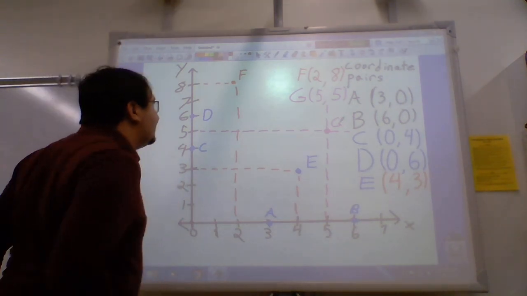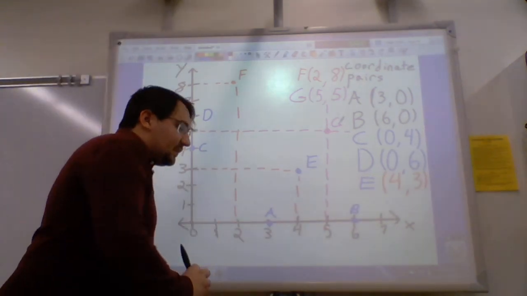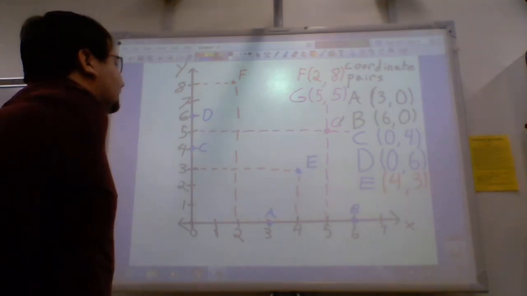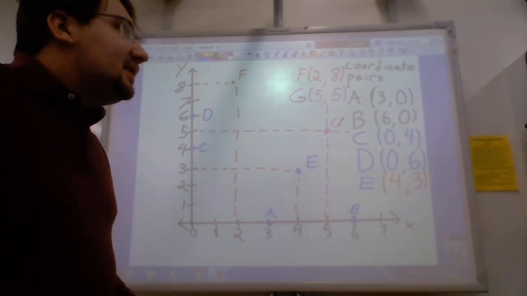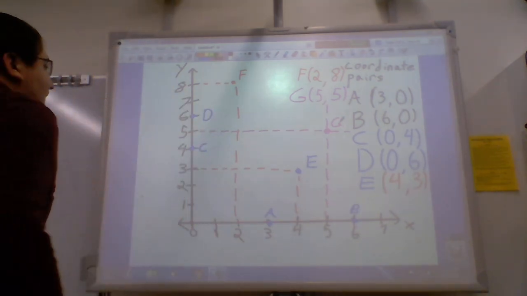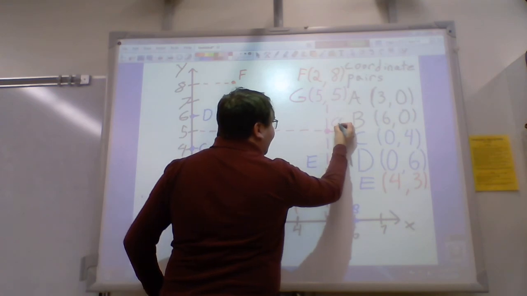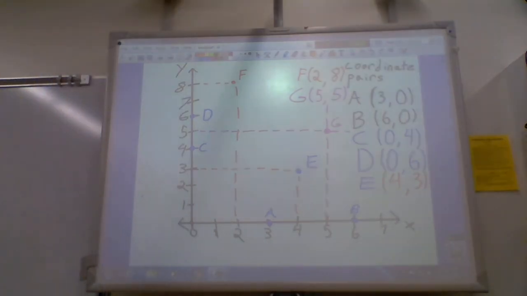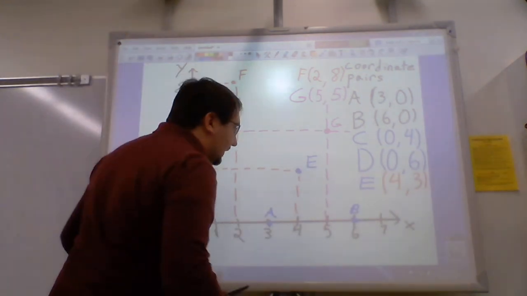So this is our brief introduction to our coordinate pairs. Coordinate pairs are very important. They are essential to being able to remember and being able to find out where our points are. With that, this is going to be the end of this video.